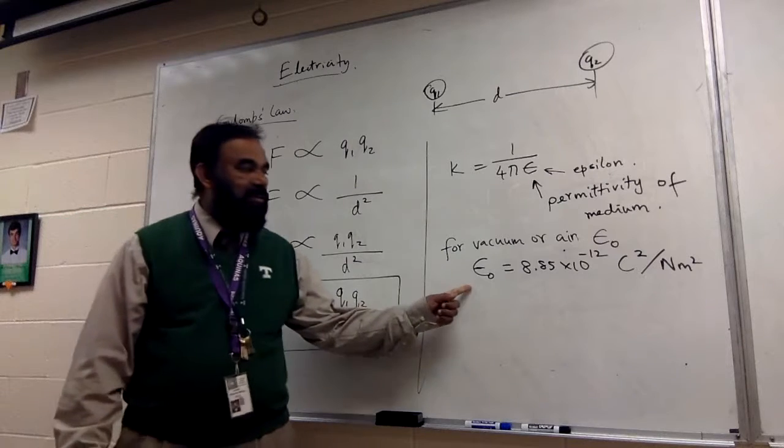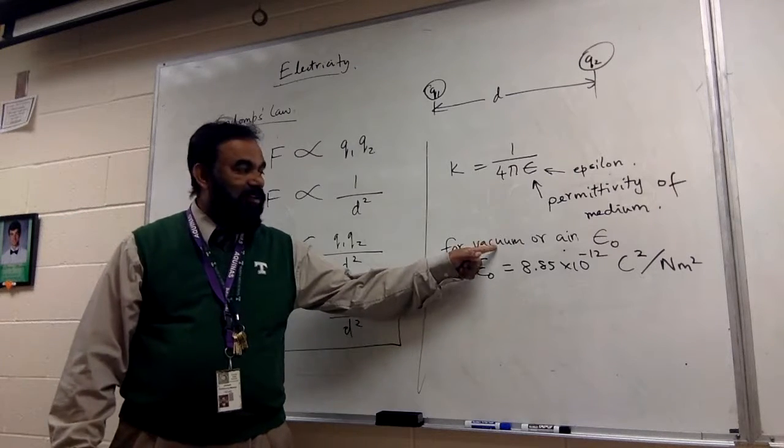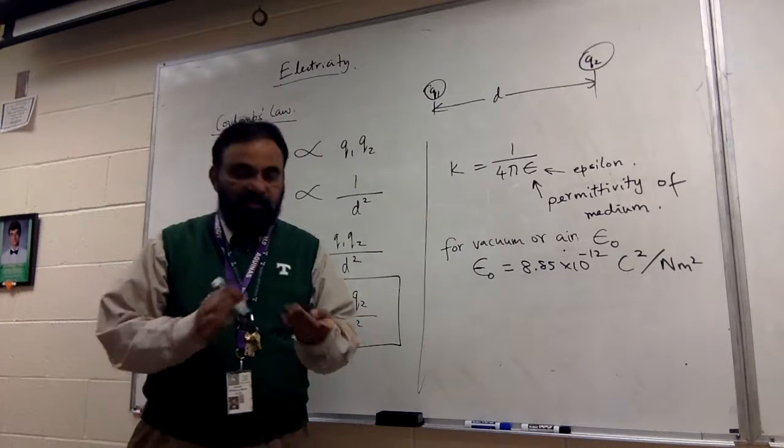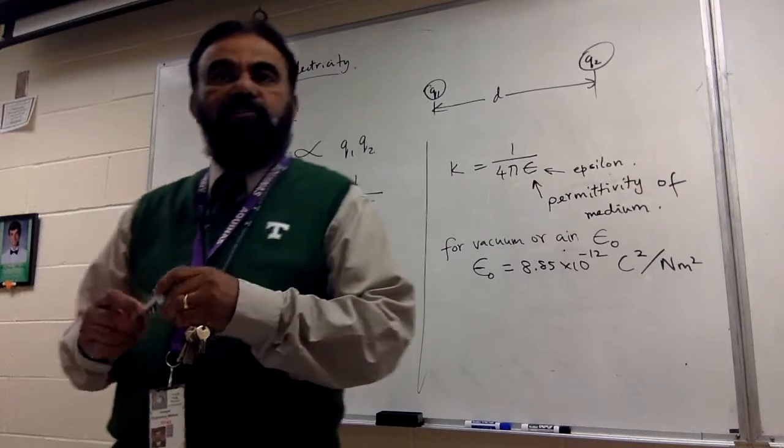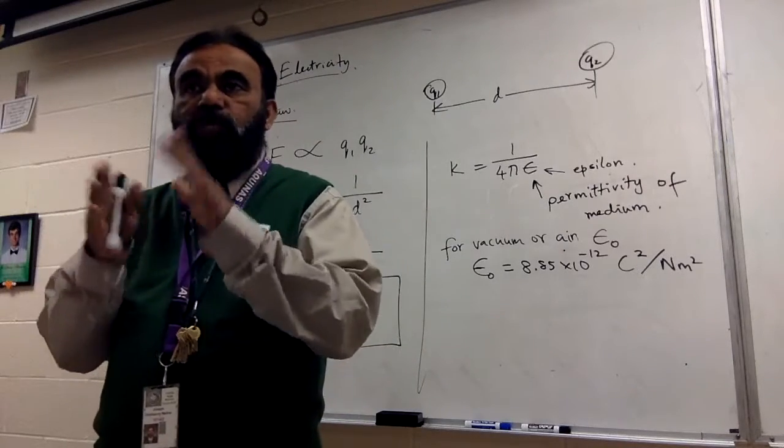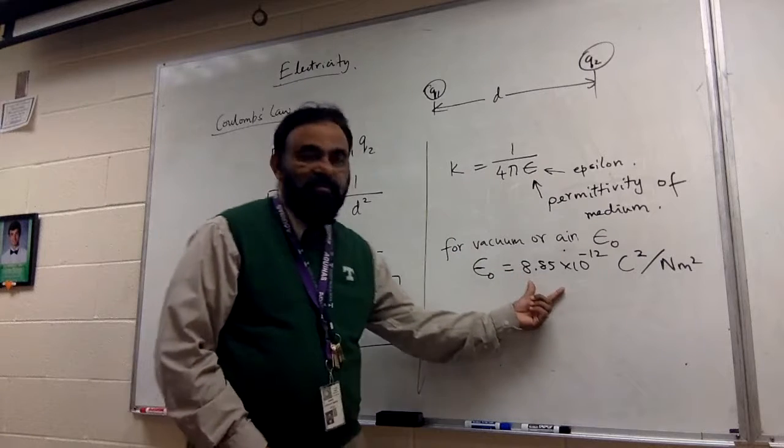So what is epsilon naught? It's the permittivity of vacuum or air. So electric fields can pass through vacuum or air with a certain ability, and this constant is derived from it.